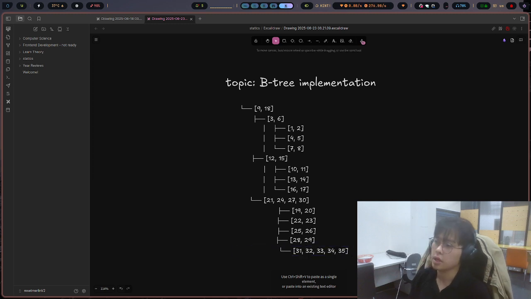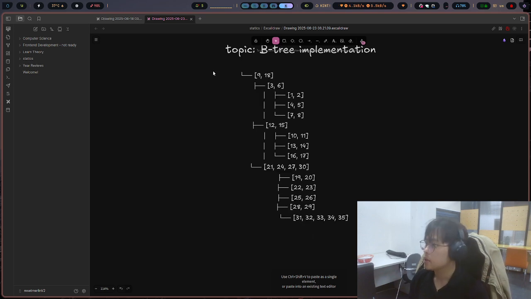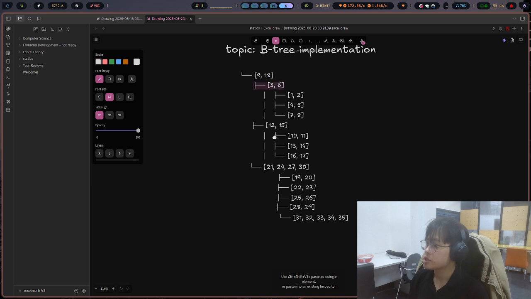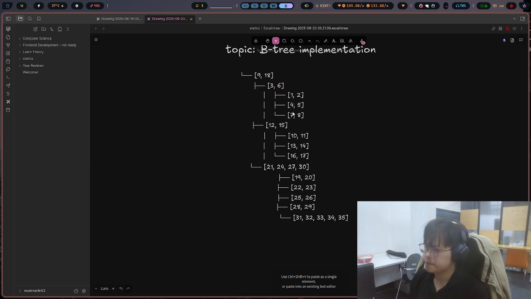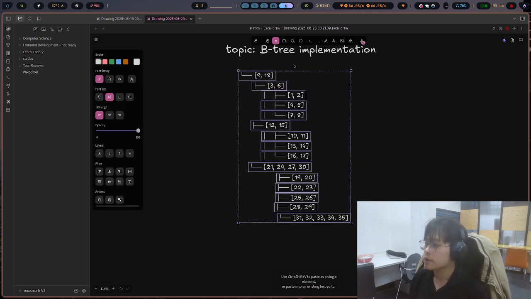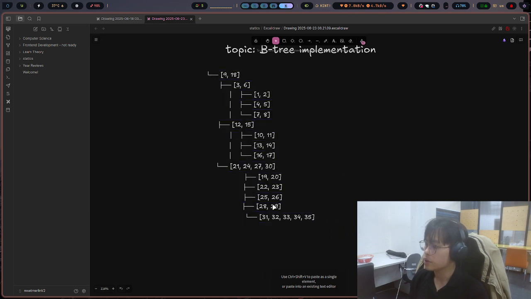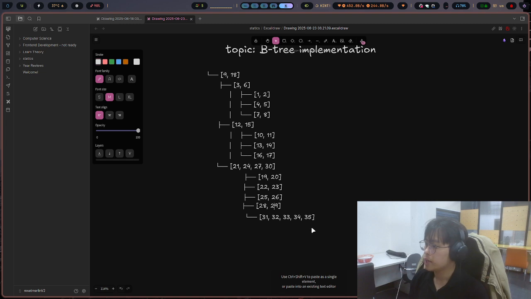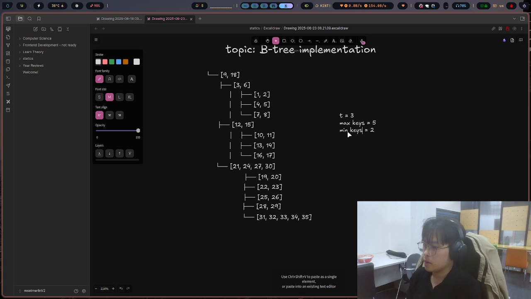So this is really the dummy data of the B3. This is the root, and this is the left part, this is the middle part, and this is the right part. But leaf node deletion is really easy. Let's say your minimum degree is 3, so your max key is going to be 5, and minimum key is going to be 2. When it comes to deleting the leaf node, it's kind of easy.